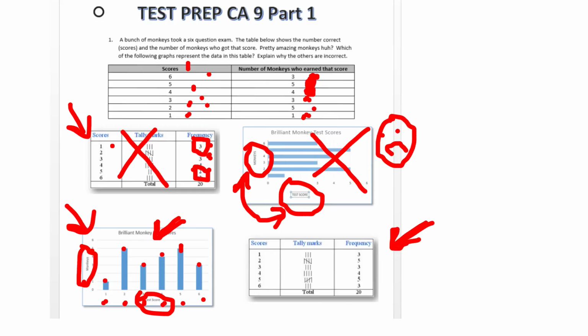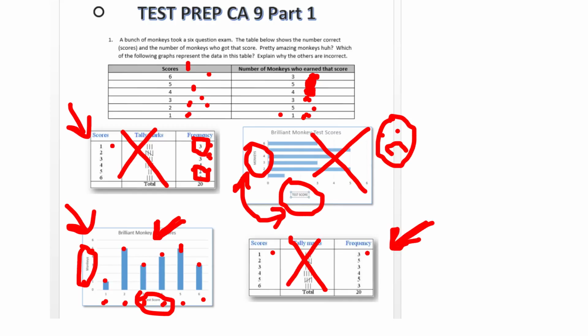When the score is 1, the frequency value should be 1, but it's not. Here we see it's 3. And obviously that's a problem. So already right off the bat with that first one, we know that this table is not correct.